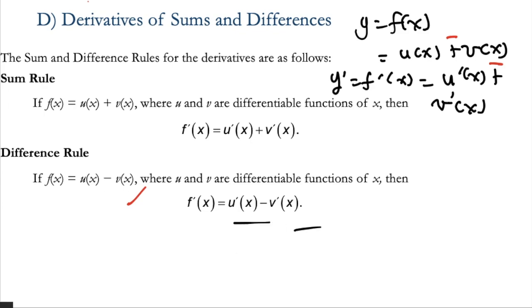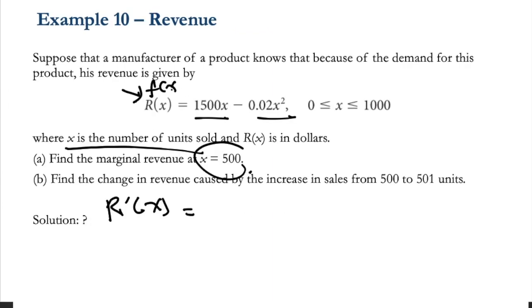Okay. So here you have f(x), which is R(x), this one is u(x), and then you have minus, and then you have v(x). Can you see this and this? Okay? So you differentiate u(x). This is a coefficient, a constant multiplied by variable x, so you use the coefficient derivative rule. In this case, 1500x becomes 1500. Okay? Minus stays the same.